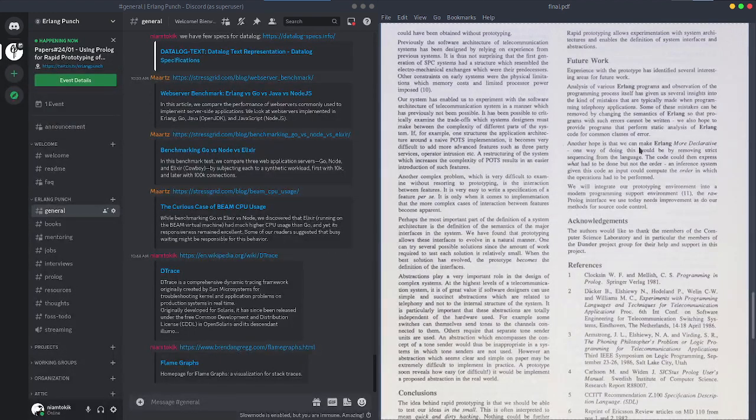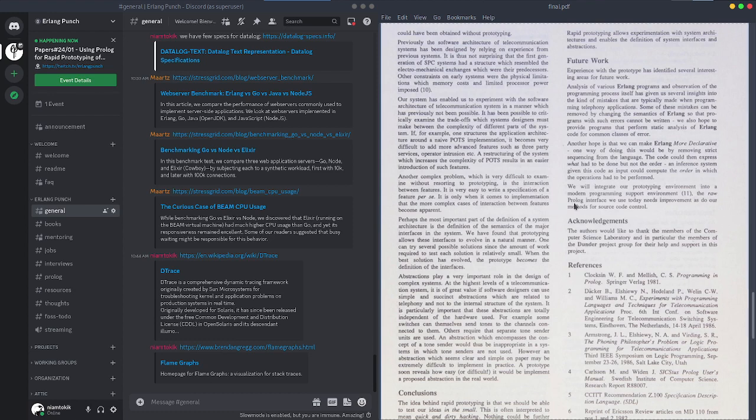Another hope is that we can make Erlang more declarative. One way of doing this would be by removing strict sequencing from the language. The code could then express what had to be done but not the order. An inference system given this code as an input could compute the order in which the operations had to be performed. We will integrate our prototyping environment into a modern programming support environment.